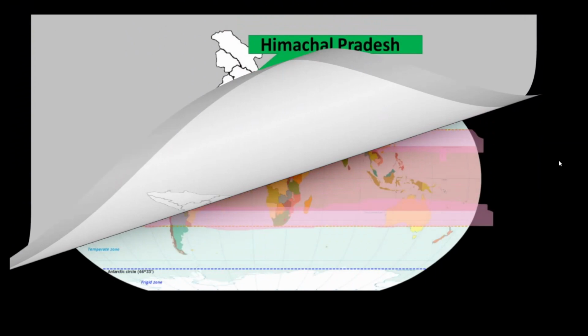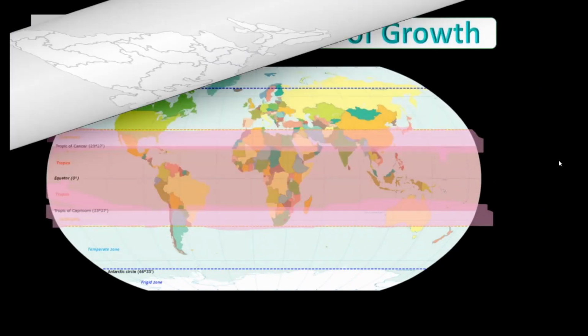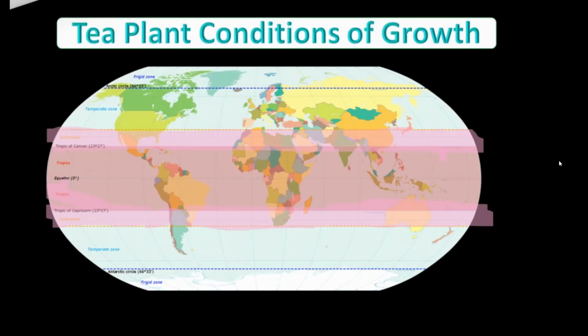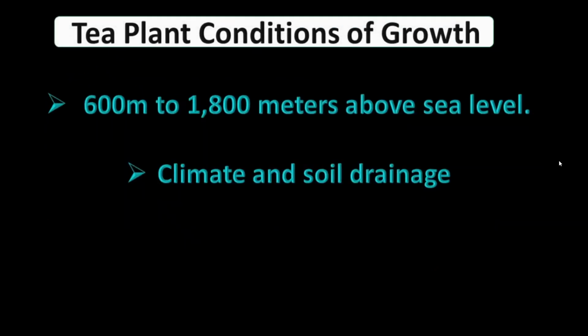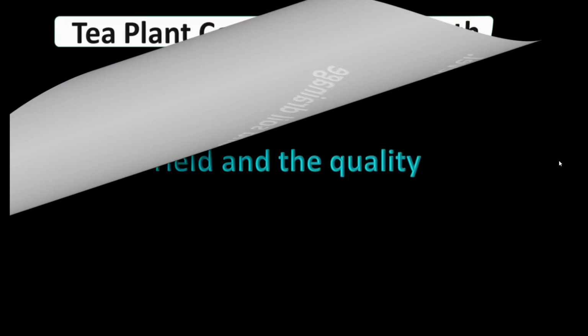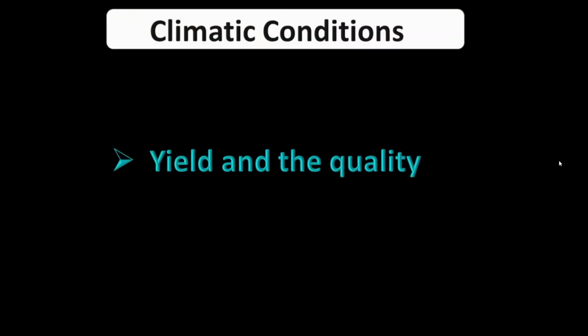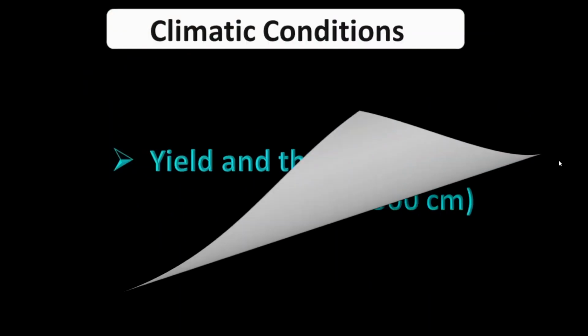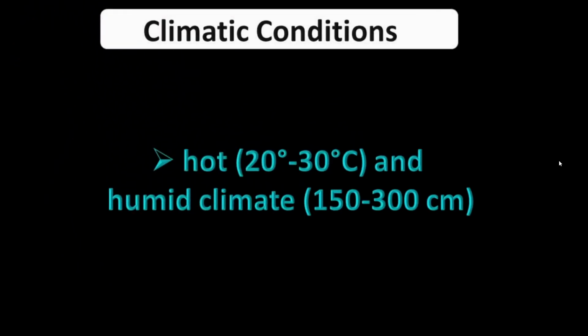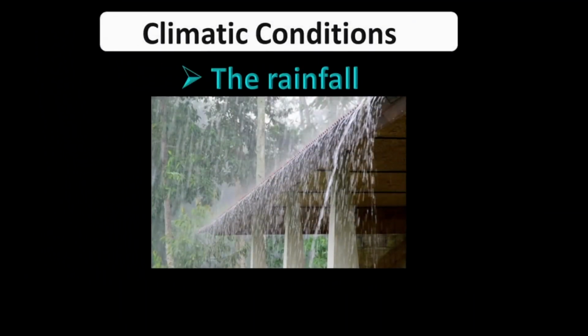Conditions of growth. The tea bush is a tropical and subtropical plant. Most of the tea plantations in India are found at elevations ranging from 600 meters to 1,800 meters above sea level. Climate and soil drainage are the determining factors for tea cultivation. Climate: the yield and quality of tea are greatly influenced by climatic conditions. It thrives well in a hot climate, 20 to 30 degrees Celsius, and a humid climate, 150 to 300 centimeters of rainfall. The rainfall should be well distributed throughout the year.